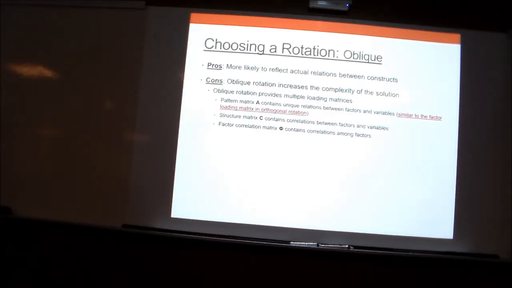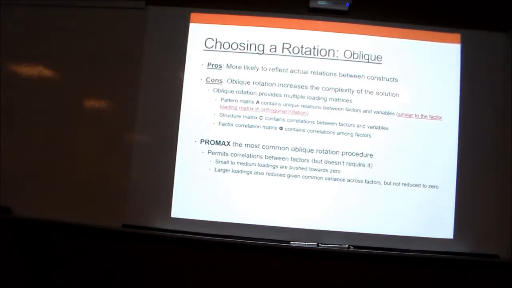But again, what we're doing here with our pattern matrix is, instead of correlations, these are more like regression coefficients, right? So what is the unique relation of this item to this factor, controlling for relations with other factors? Helps with interpretability, but it's not a straight correlation that we're interpreting here. Structure matrix, this is the correlation between factors and variables, we'll talk about that. And then with our oblique rotation, we're also going to get a factor correlation matrix. It's going to tell us how correlated our individual factors are that we've extracted.